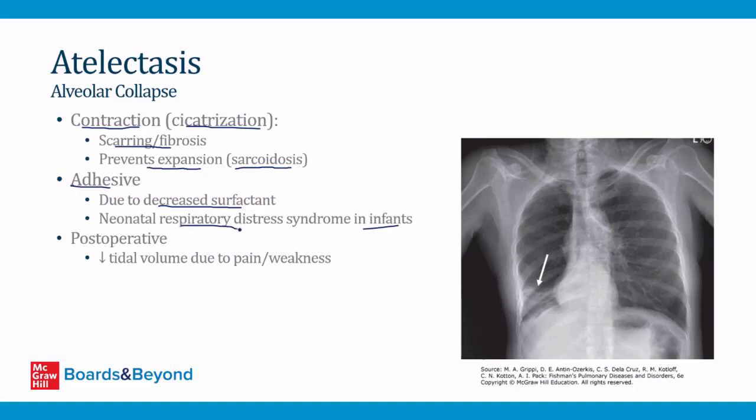And then finally, probably the most common form of atelectasis that you'll see in the hospital is so-called postoperative atelectasis. So when patients come out of surgery, they can have pain from surgical incisions. They can also be in a relatively weakened state. And as a result, they don't fill their lungs fully. They have a decreased tidal volume. And this can lead to small amounts of atelectasis, usually at the base of the lungs, a very common finding in patients who have just had surgery.